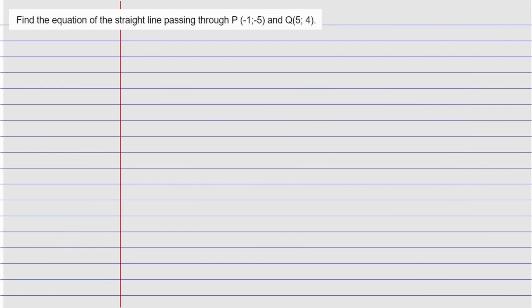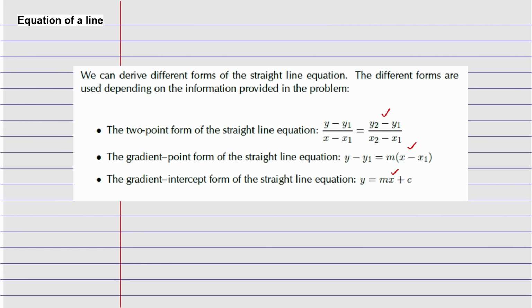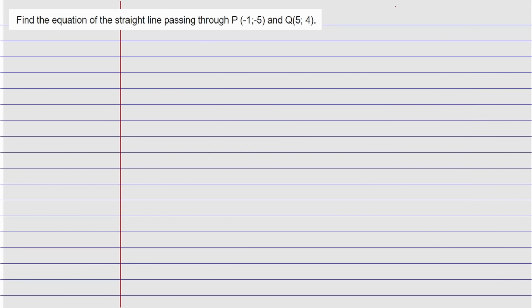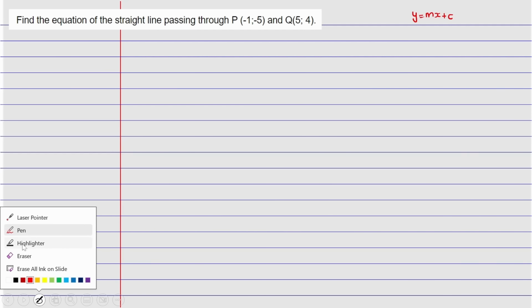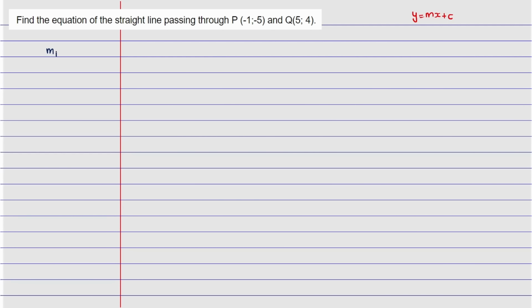Now we're going to do an example. It says find the equation of a straight line passing through the points P and Q. I'm going to use the one that says y equals mx plus c. The nice thing is that we already know the gradient of PQ is equal to 2. So substituting my m, y is equal to 2x plus c.